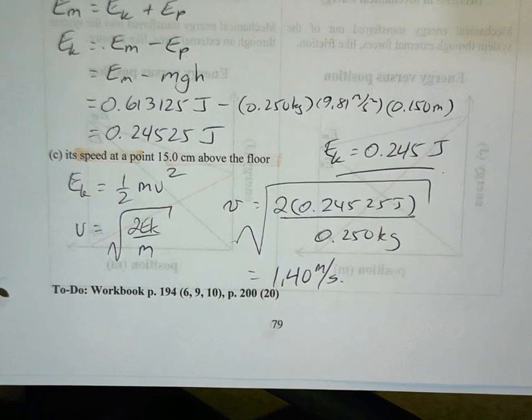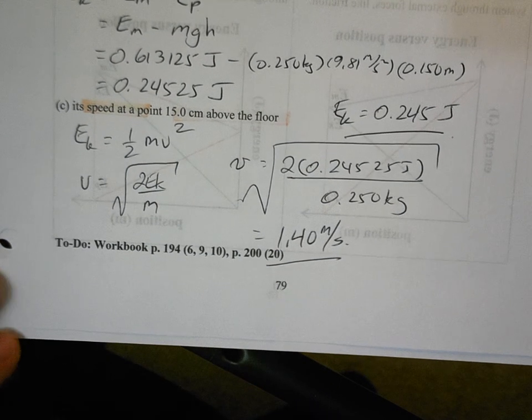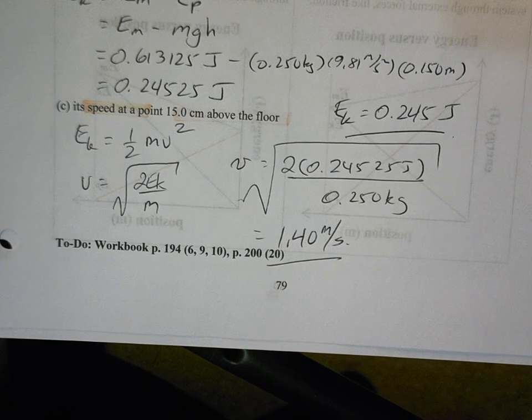So when this pendulum bob is 15 centimeters above the floor, it's going to be traveling at a speed of 1.40 meters per second. So the pendulum is no different in its application of conservation of energy. We just have some simplifications we can make to make our life a little bit easier. We haven't changed anything with conservation of energy. We've just made a few tweaks to the equations to make our life a little bit easier.